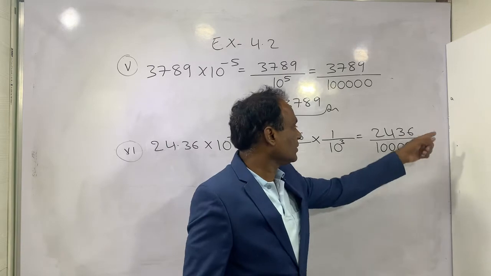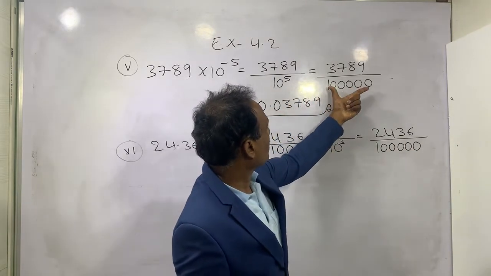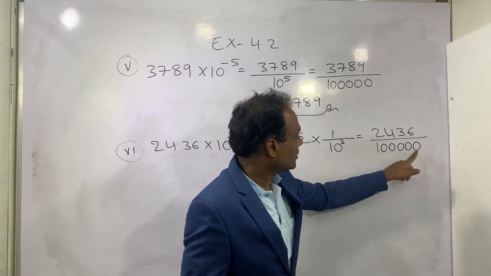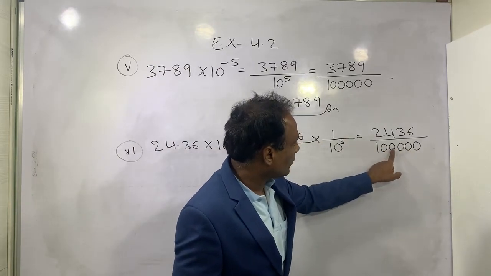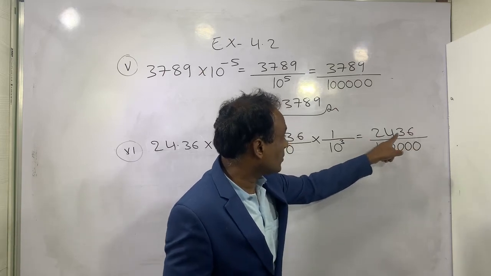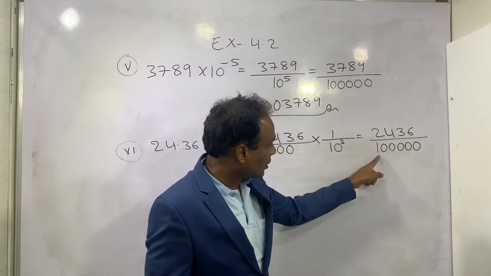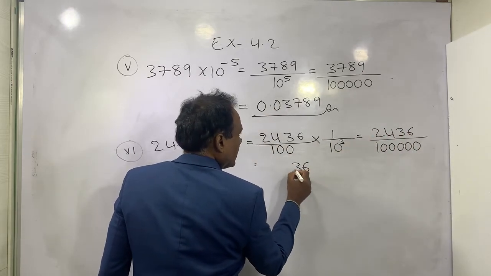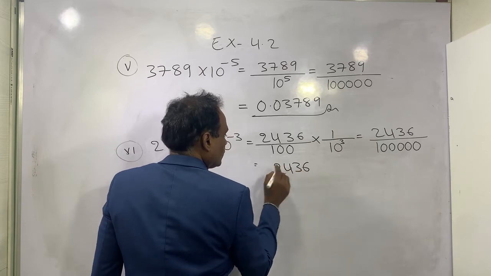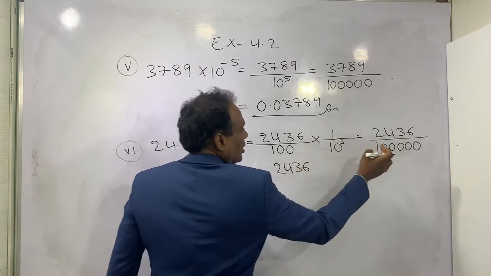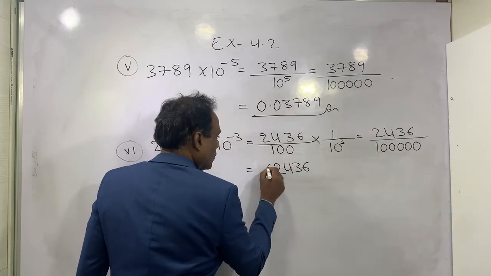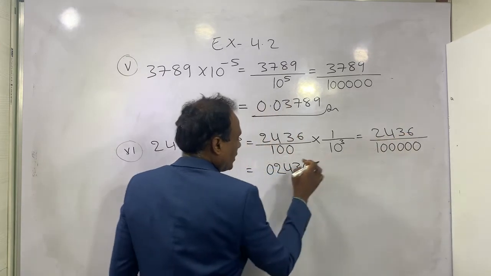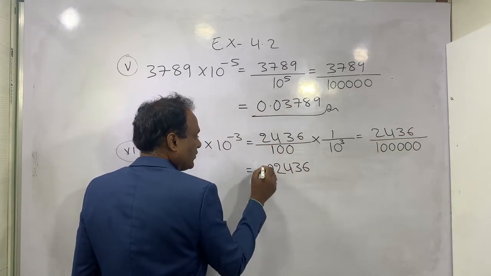Again we have to remove this denominator, write like this. This is called usual form. How to remove the denominator? To remove 1, 2, 3, 4, 5 zeros, there should be a decimal before 5 digits. 5 zeros, 5 digits. So 6 is the first digit, second digit, third digit, fourth digit. There are only 4 digits, so write 0 so that it will become 5 digits, then the decimal.